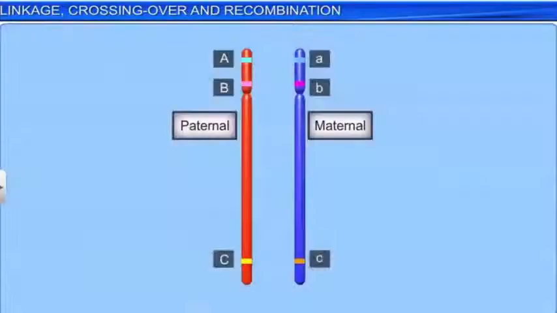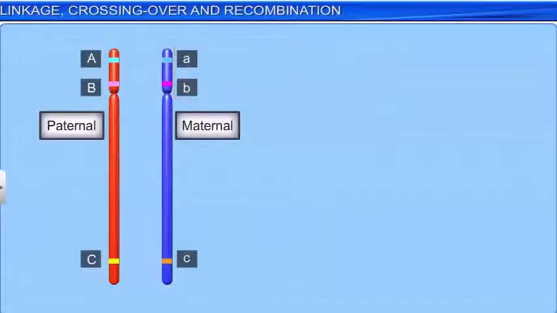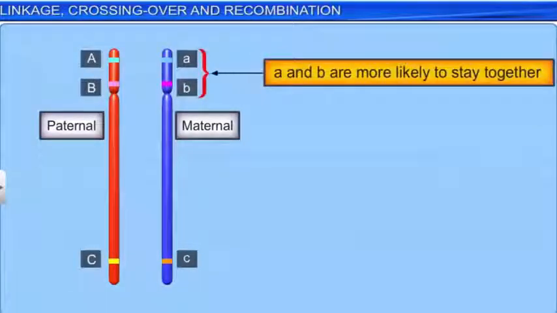Another fact discovered by Morgan and his colleagues was that the likelihood of 2 genes separating during crossing over was proportional to the distance between them. In other words, the closer the genes, the more likely that they will stay together. And the further they are, the more likely that they will separate.